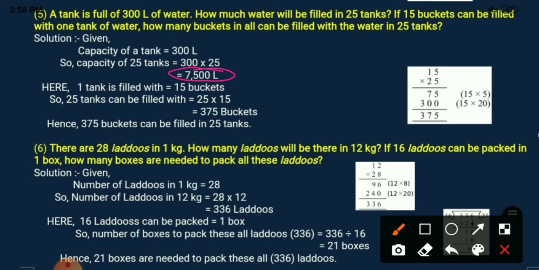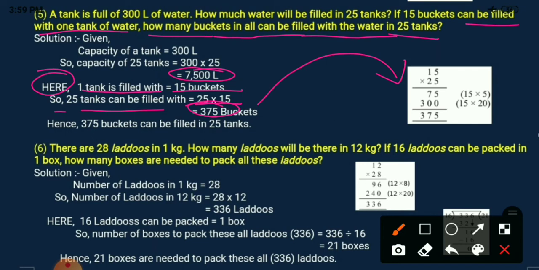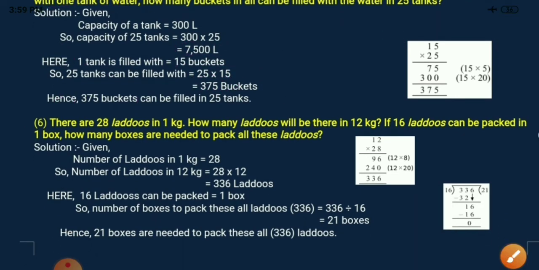Now next, if 15 buckets can be filled with one tank of water, so how many buckets in all can be filled with the water in 25 tanks? So now come to here, one tank is filled with 15 buckets, so 25 tanks can be filled with 25 multiplied by 15 is equal to 375 buckets. So here you can see the solution, and at last we will write, hence 375 buckets can be filled in 25 tanks. Now come to question number 6.